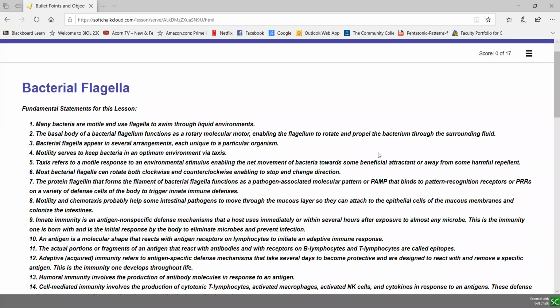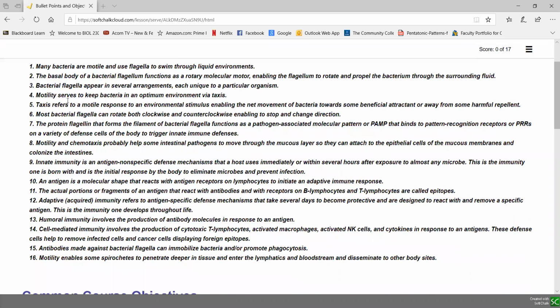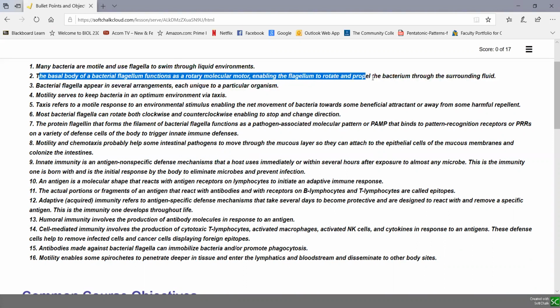Our second SoftChalk lesson in Unit 1, Lecture 5 deals with bacterial flagella. Let's start out by looking at our fundamental statements or bullet points. So you see that many bacteria are motile and use flagella to swim through liquid environments. The basal body of a bacterial flagellum functions as a rotary motor. It enables the flagellum to rotate and propel the bacterium through the surrounding fluid.